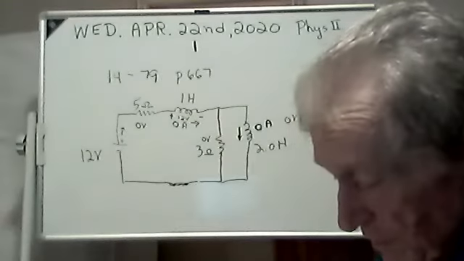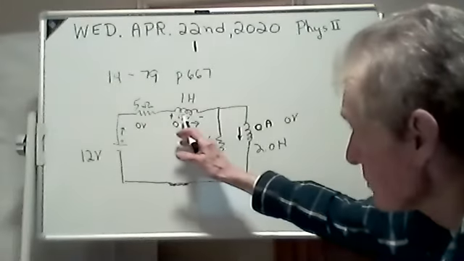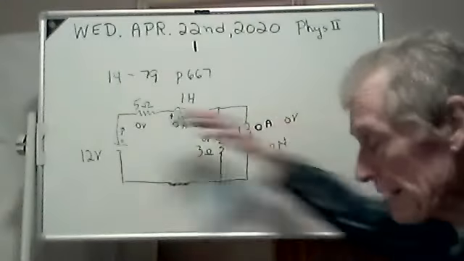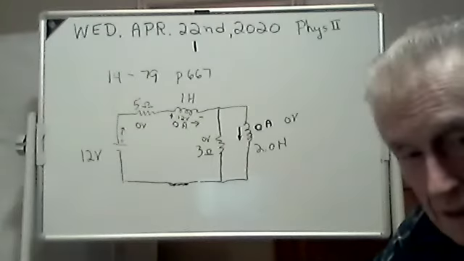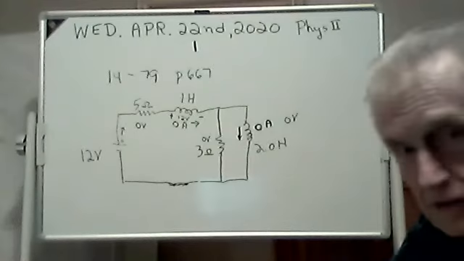Because Lenz's law says that when you're trying to increase the current in an inductor, it kind of acts like a battery, and it's trying to shove current back the opposite direction, if that makes sense to anybody.